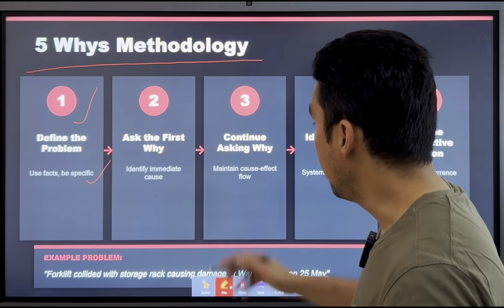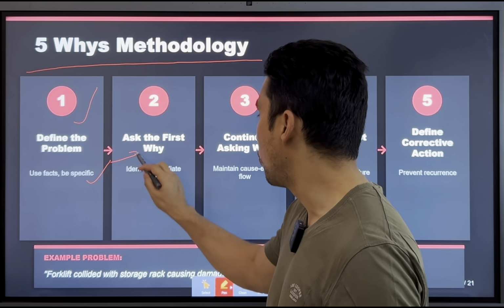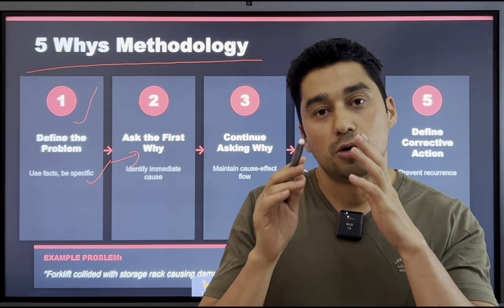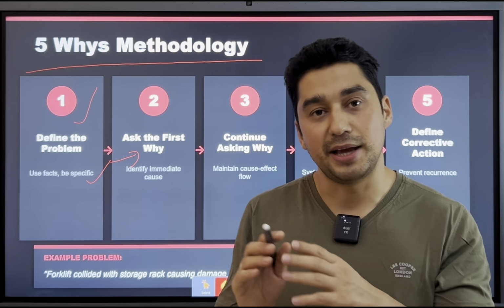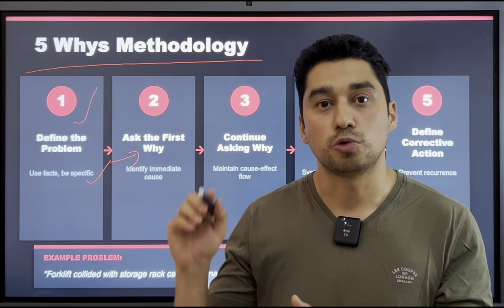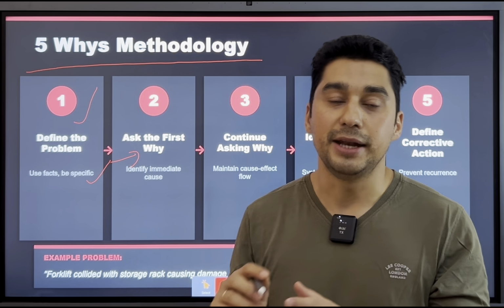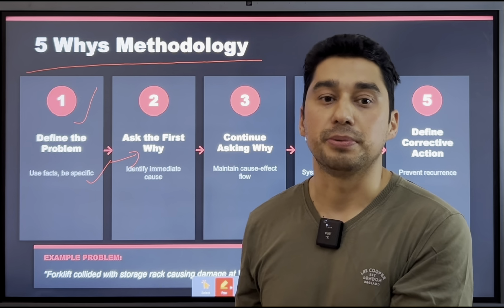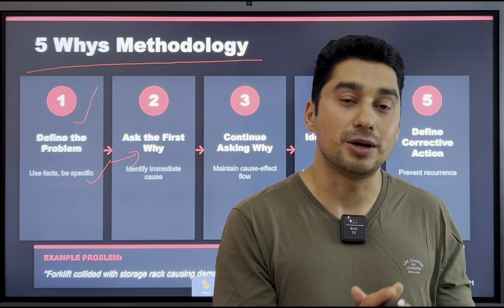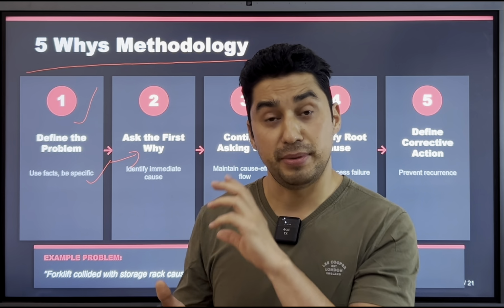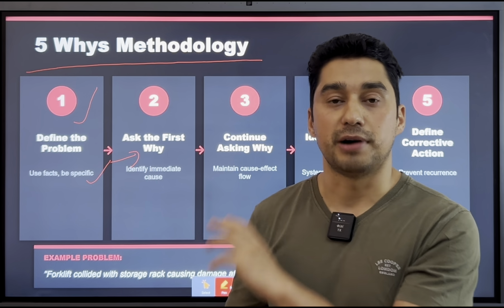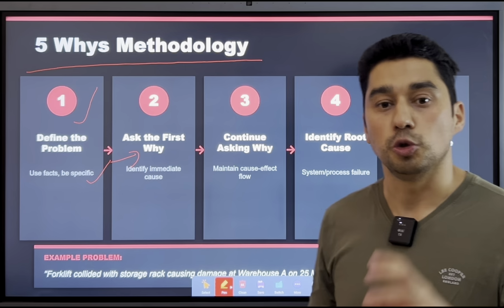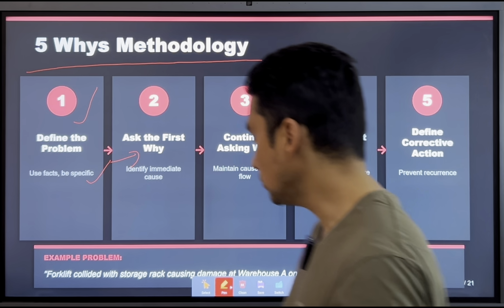Then ask the first why. Why did it happen? When you are asking to identify the immediate cause, you have to ask the first why and continue asking why to go deeper and deeper. Identify the root cause at system level. That is the main objective of the 5 Why analysis. Then define corrective actions to prevent the reoccurrence.